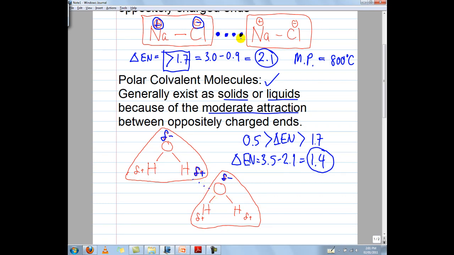All right, nothing as strong as this one over here, causing you to have a high melting point in order to rip them apart. Instead, you get a partial attraction, meaning the melting point for water is 0 degrees Celsius. Not as high as 800, but not very low either. It's just 0 degrees Celsius.